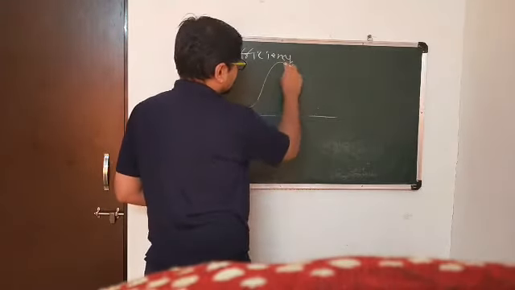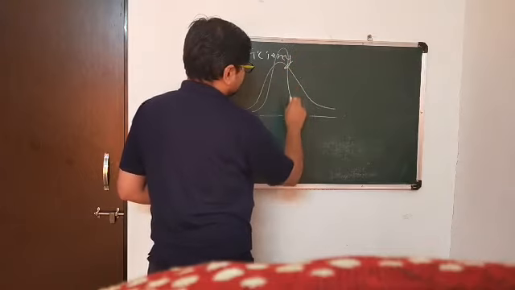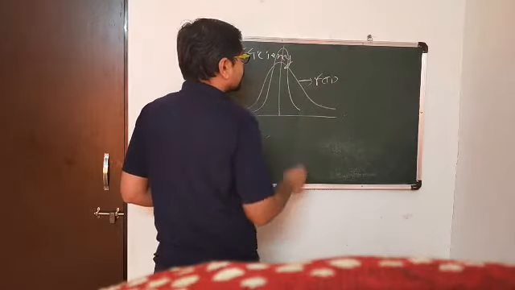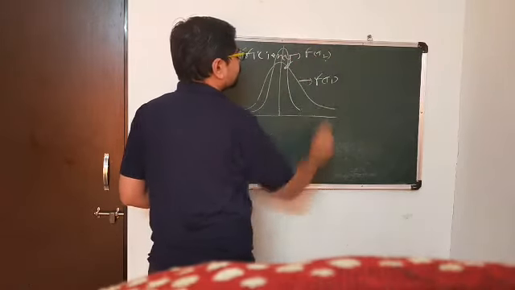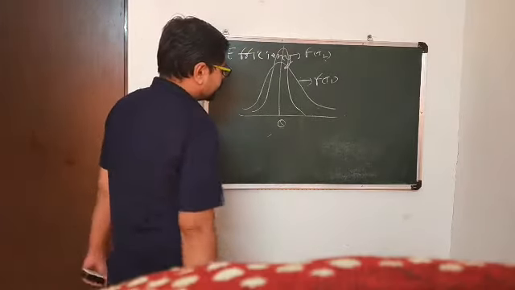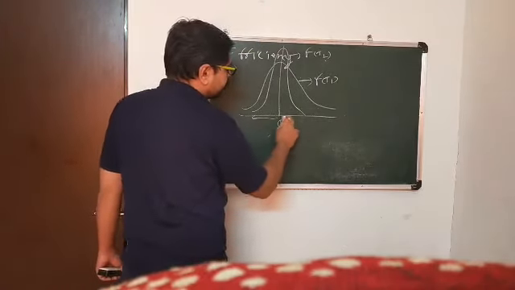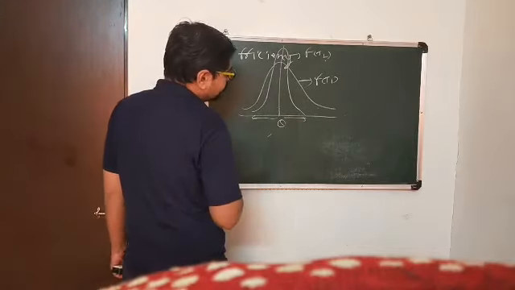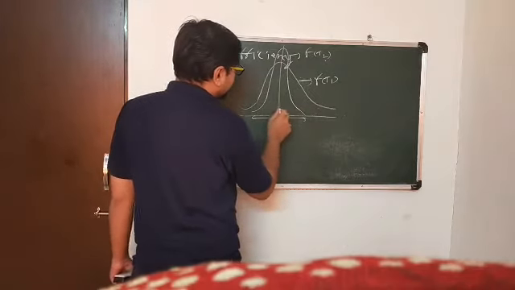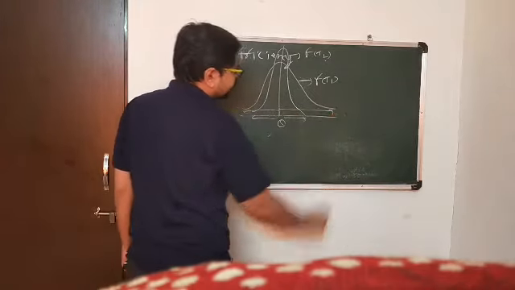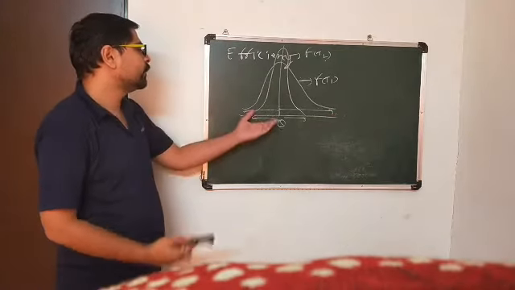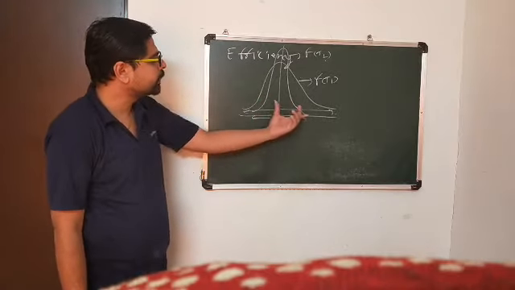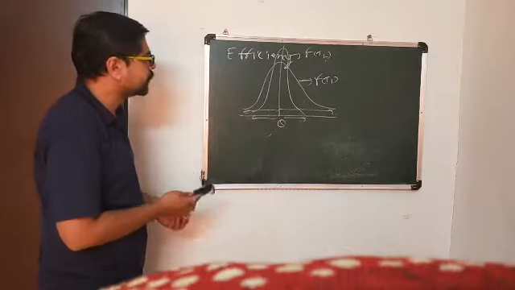Suppose this is the sampling distribution of T1 and this is the sampling distribution of T2, and this is theta. Here the variation around theta for T2 is considerably smaller than the variation around theta for T1. So we can see that the variation of T2 from theta is smaller than that of T1. So here T2 is efficient.